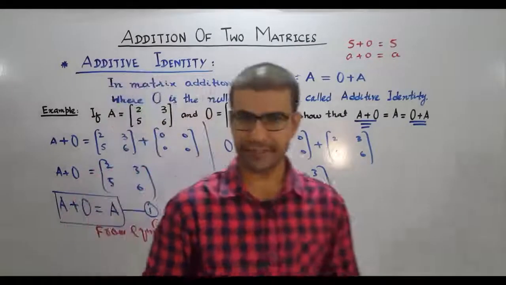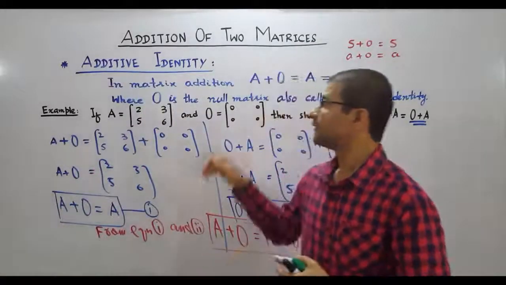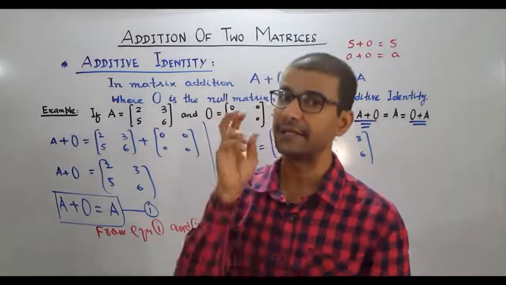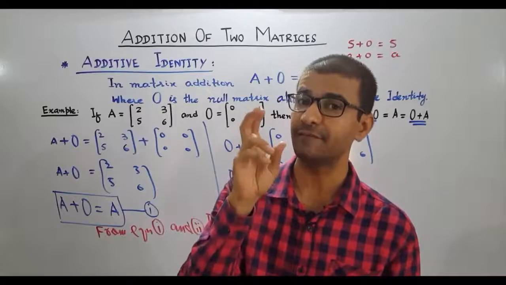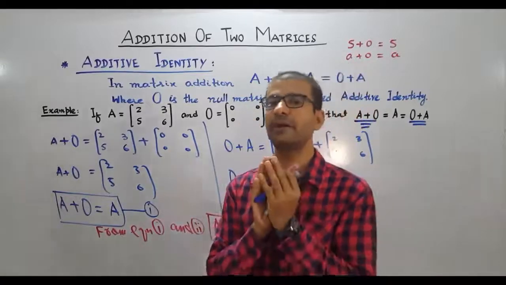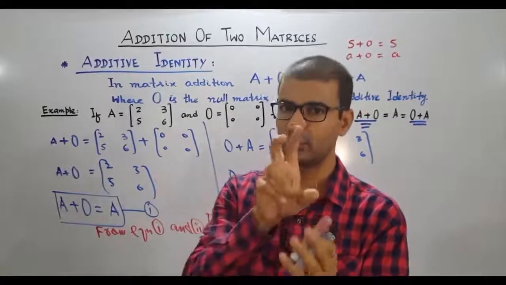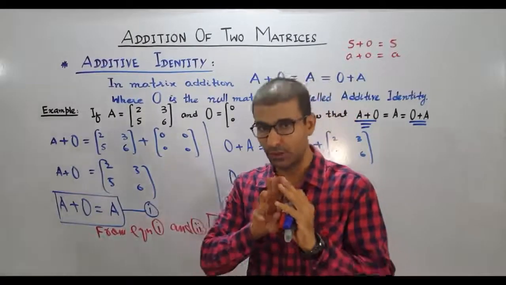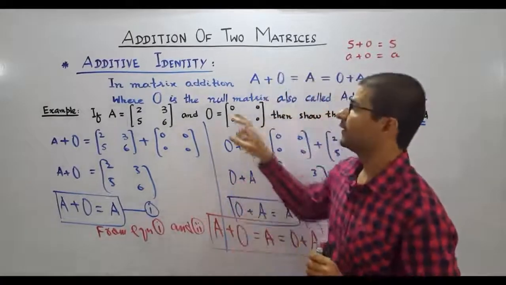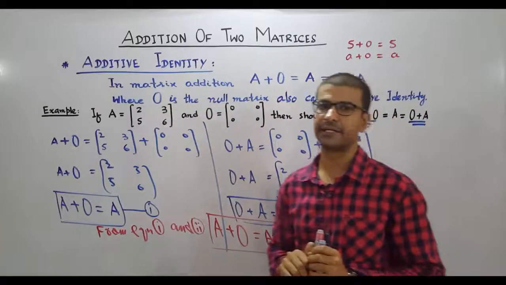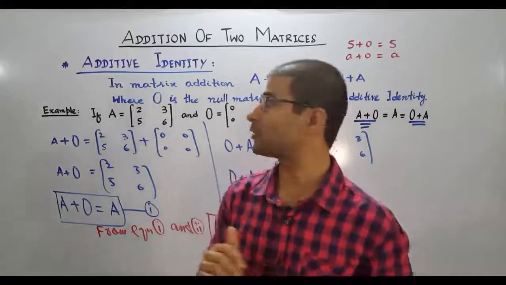What have you learned in this video, students? You have learned additive identity. What is additive identity in matrices? The null matrix is called additive identity. Whenever you add the null matrix to any other matrix, we get the same matrix. The result will not change. That's why the null matrix is called additive identity. I hope you understood the concept of additive identity.